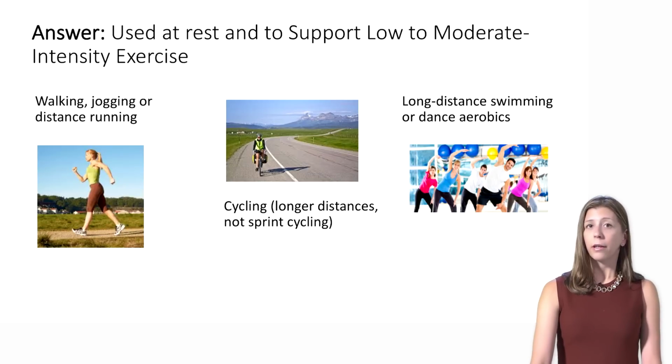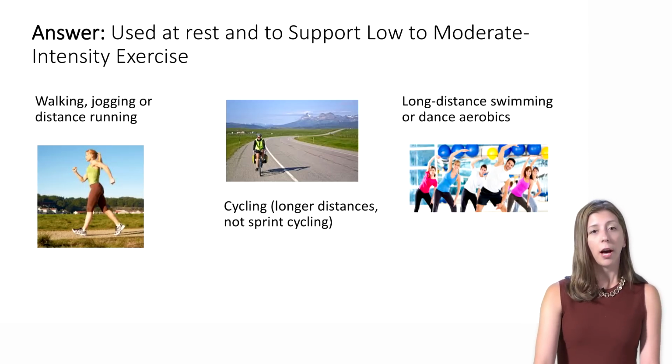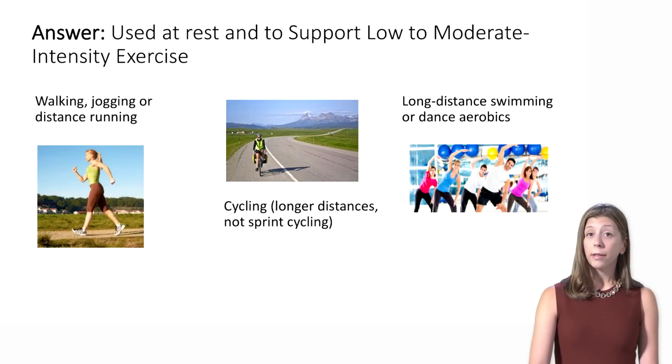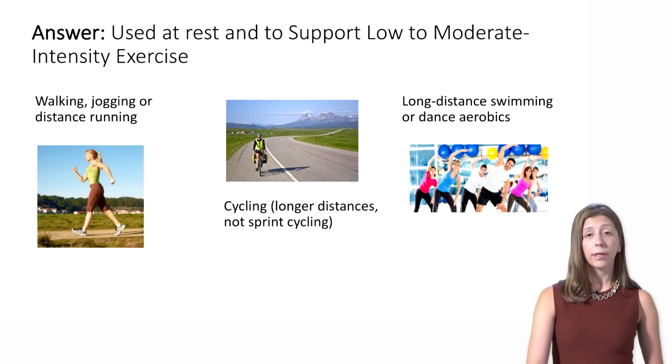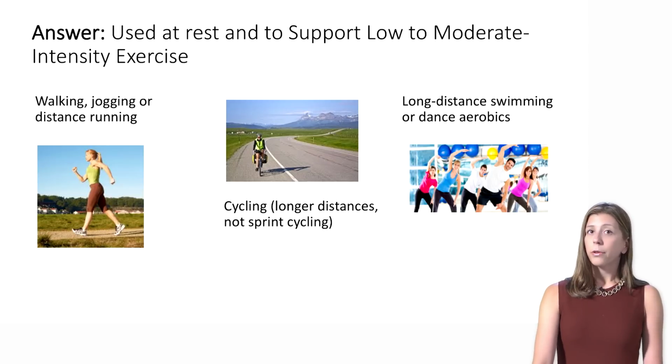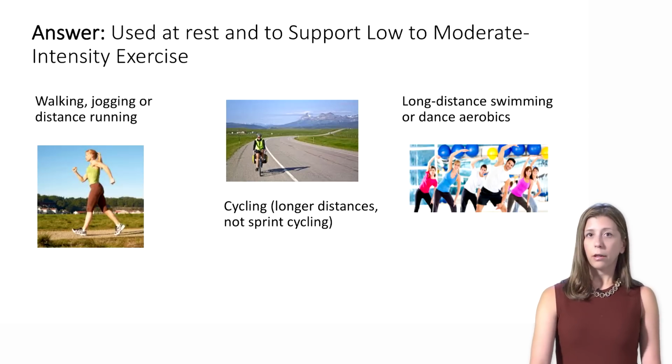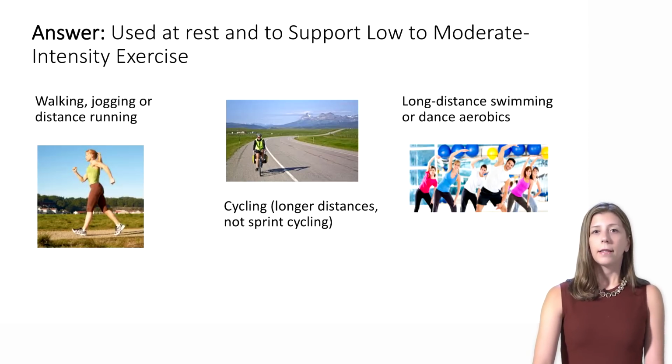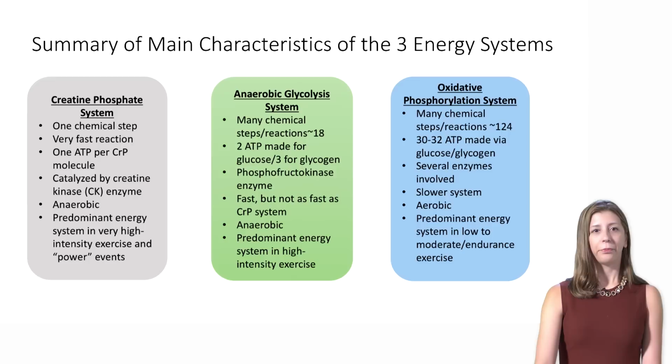If you're not an athlete or someone who's ultra competitive, examples of this would just be going out for a walk, maybe 30 to 60 minutes of walking, jogging at a light pace, or if you're a distance runner. Distance runners go for several miles and miles. So certainly this aerobic oxidative phosphorylation kicks in. If you're a cyclist, and especially if you're going long distances, this energy system is used. Or if you're a long distance swimmer or just someone who enjoys doing an aerobics class or dancing, this system would be primarily used.